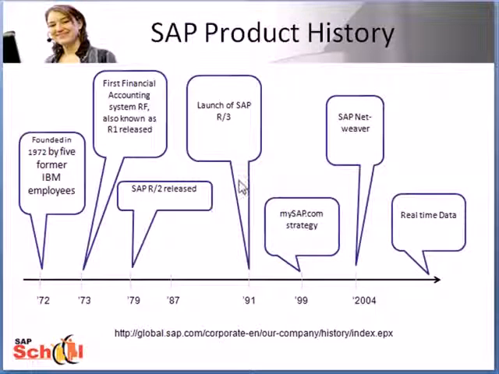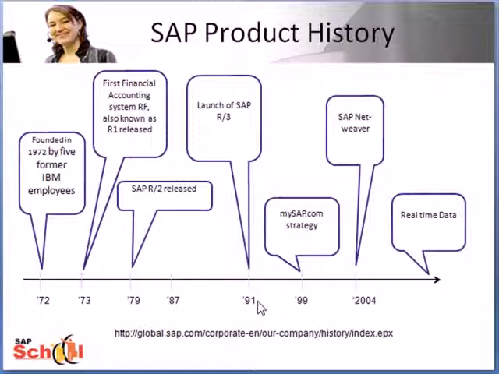A quick history of the company and the products. SAP started in 1972 and was founded by 5 former IBM employees. Just 1 year later, it released the first accounting software that was called the RF software, which subsequently came to be known as the R1 release. In 1979, it released the R2 system, which was a result of new hardware and software provided by IBM.